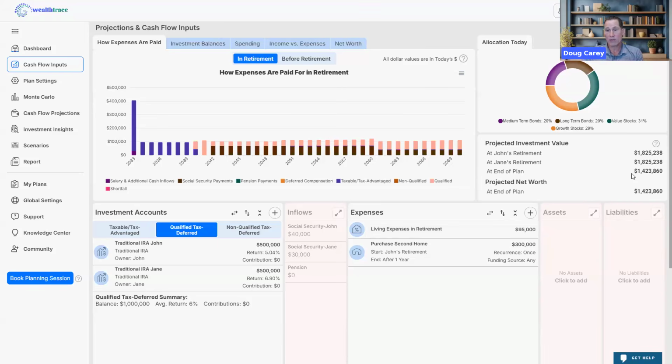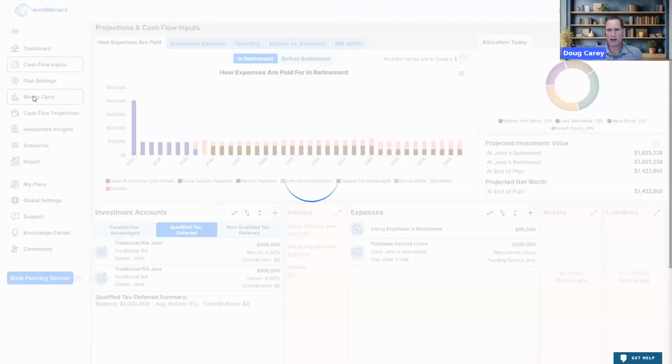And on that note, let's look at their Monte Carlo result. If we just click on the Monte Carlo option on the menu, it will immediately run 1,000 scenarios on their plan.